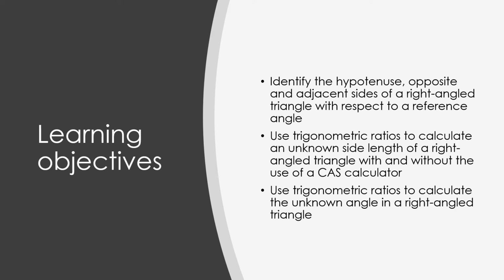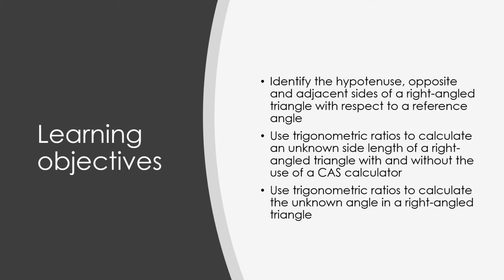The second objective is to use trigonometric ratios to calculate an unknown side length of a right-angled triangle with and without the use of a CAS calculator. Okay, so I do understand that some students in Year 9, depending on the secondary school that you're at, will have a CAS calculator in Year 9, whereas some students might get introduced to the CAS calculator at Year 10. So I'm going to cover the scientific calculator and also the CAS calculator and the manual way of doing a few things today as well.